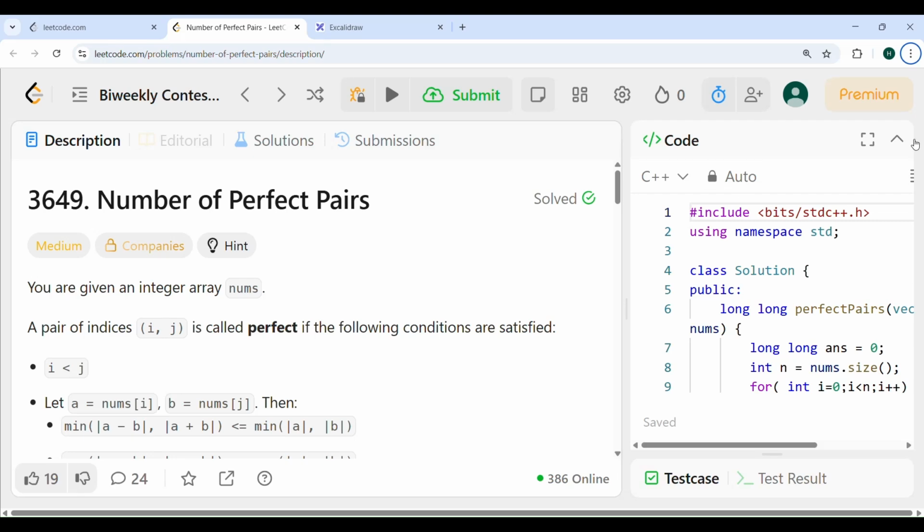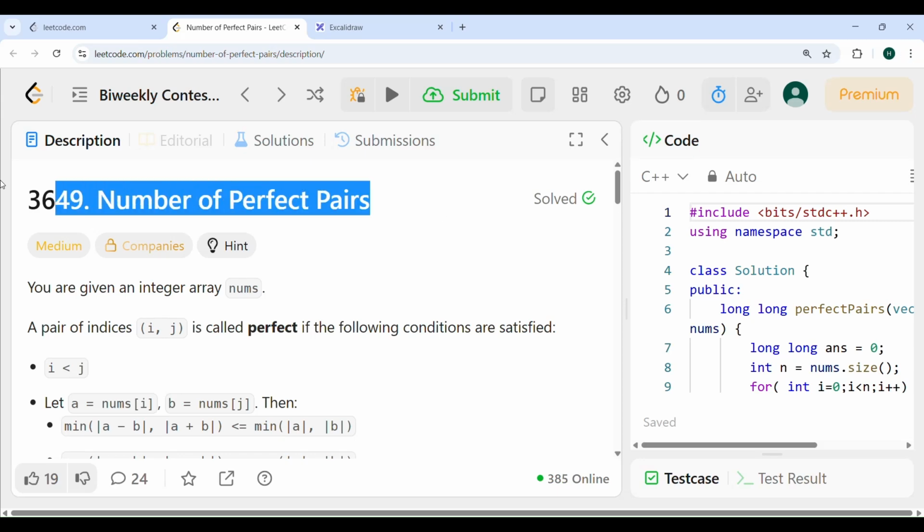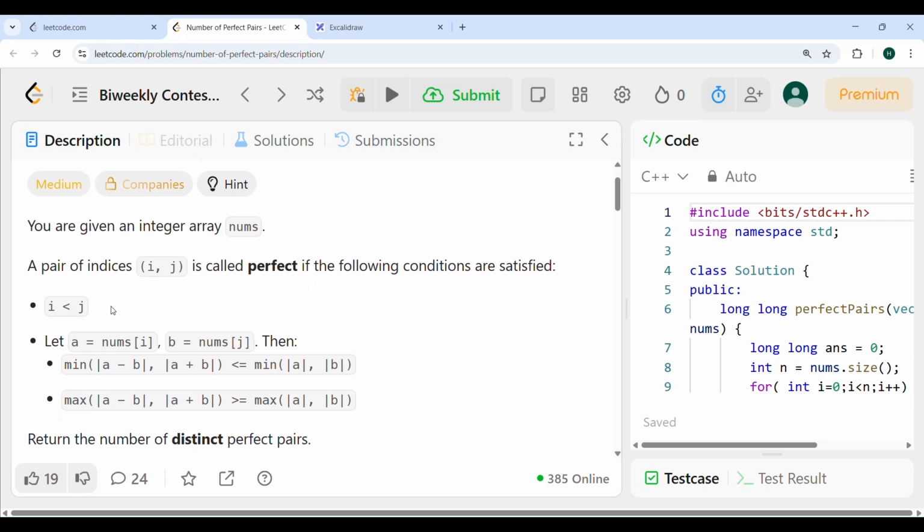Hello everyone. So the problem which we will be solving now is number of perfect pairs. So let's quickly discuss the problem description. It says that you are given an integer array nums. A pair of indices i, j is called perfect if the following conditions are satisfied.